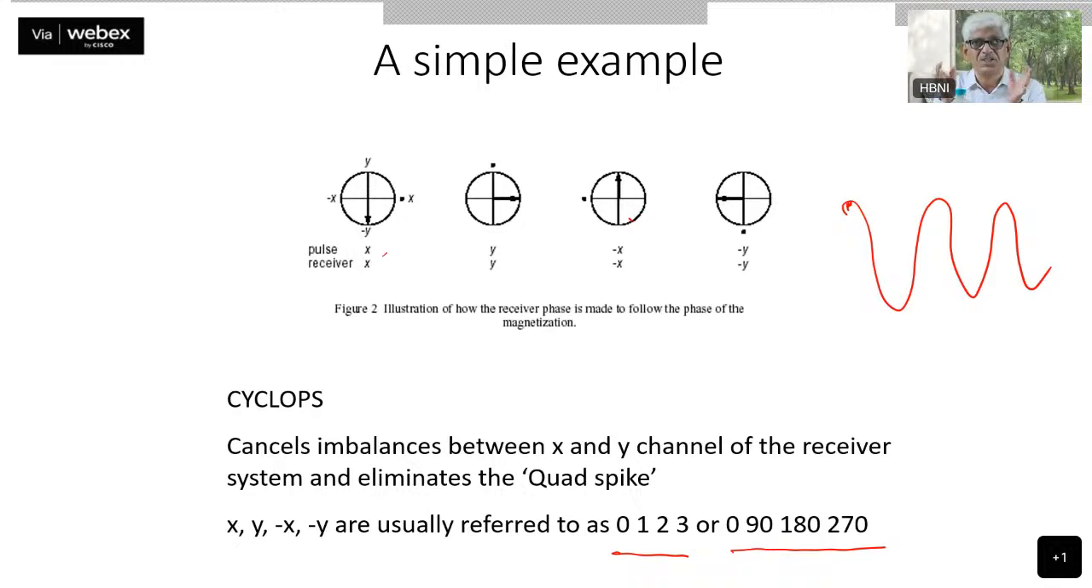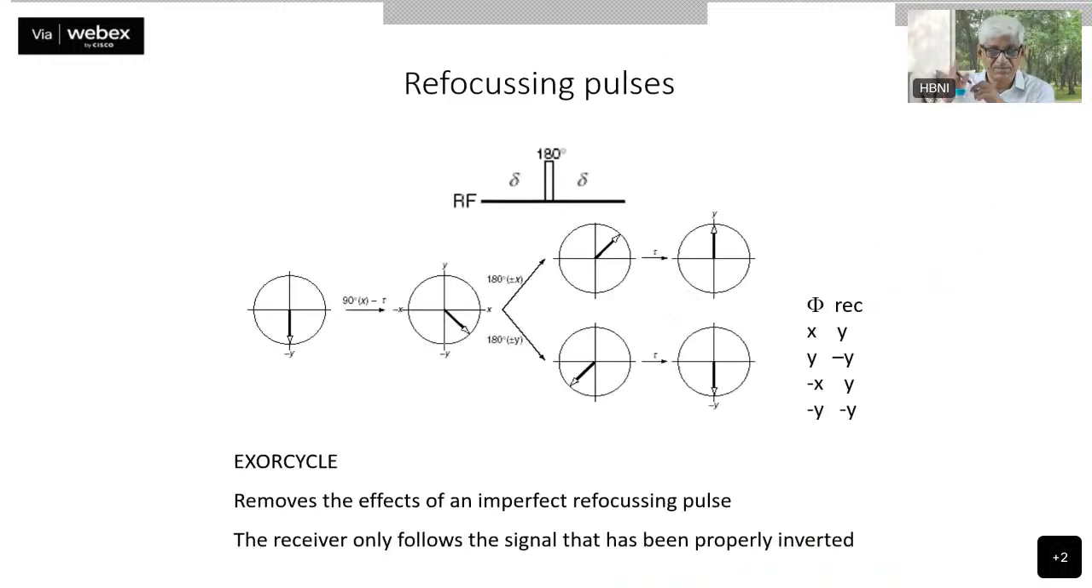Such things are used in very special experiments, but by and large, to cancel the artifacts and all the imperfections in the two channels, if the two channels are not equal, to cancel out the differences between these two, you use 0, 90, 180, 270, x, y, minus x, minus y. That is what we use. So the receiver phase follows the signal phase, the phase of the magnetization. This illustrates how the receiver phase is made to follow the phase of the magnetization. Keep that in mind. That is basically the principle of phase cycling.